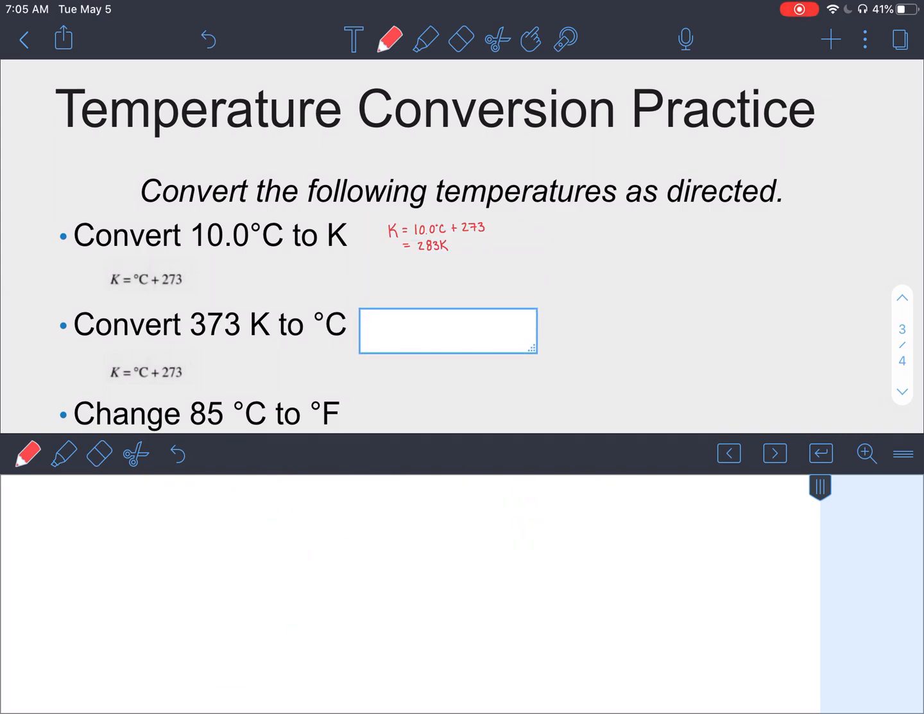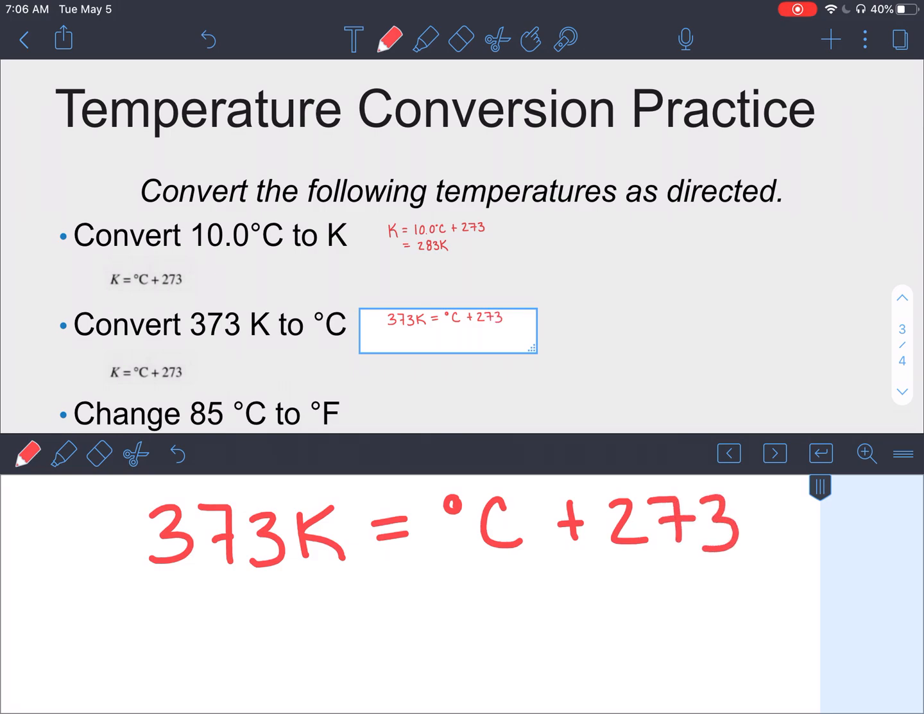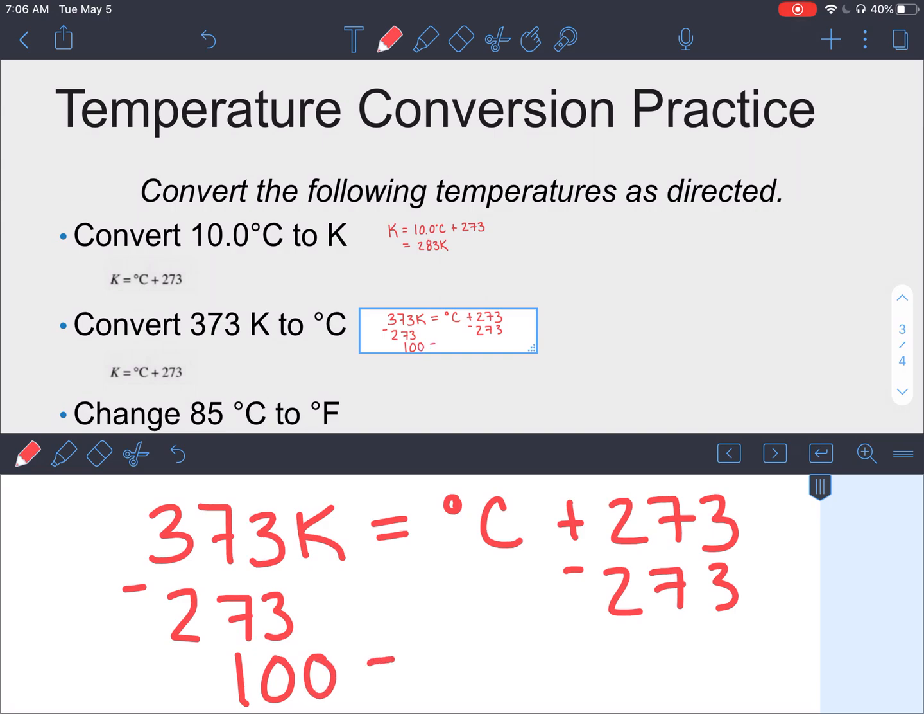Now, going from Kelvin to Celsius, if adding 273 to whatever the Celsius temperature is gives us Kelvin, then we will subtract 273 from a Kelvin to get to Celsius. That's exactly what we'll do, and we'll use the same equation. So 373 Kelvin is equal to degrees Celsius plus 273. We solve for Celsius by subtracting 273 from each side, and we end up with 100 degrees Celsius.